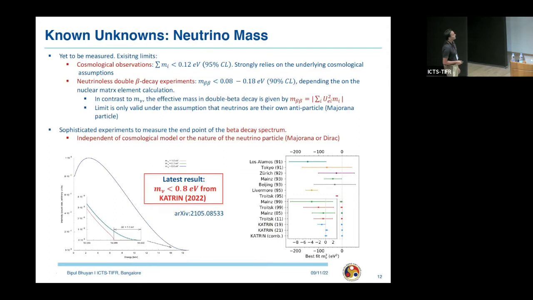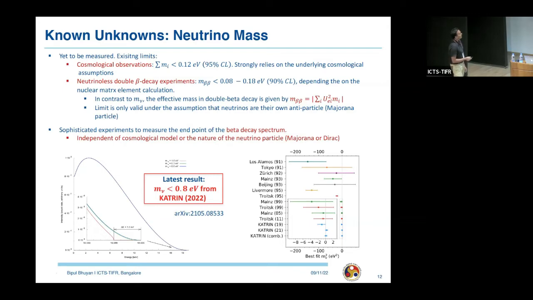Okay. Neutrino mass is again not known at this time. We have cosmological observation that is putting a limit at around 0.12 electron volt at 95% confidence level. But this limit relies heavily on the cosmological assumptions that go into the calculation of this limit. Similar to that, we have neutrinoless double beta decay experiments, where we are putting limits in this particular range right now. But again, that depends on the nuclear matrix element, and also on the assumption that the neutrino is a Majorana particle, not a Dirac particle. So there are limitations on these two processes.